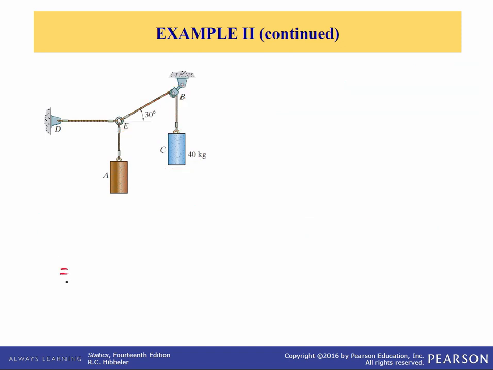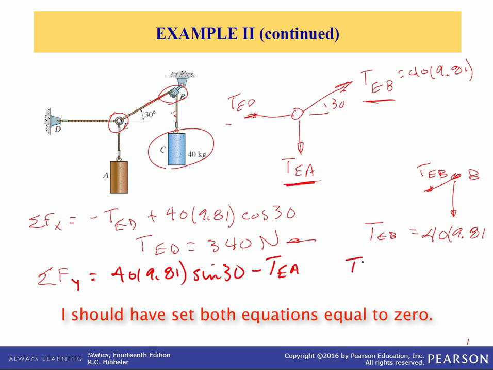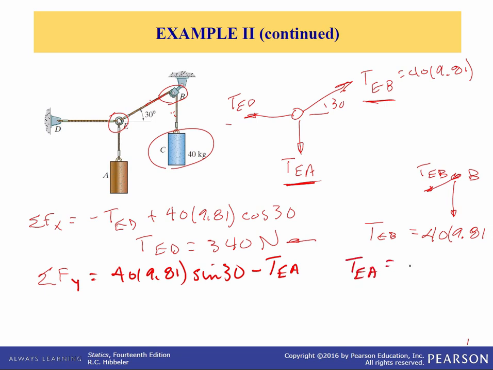Sum forces in the Y. And we'll get, now we have the component of TEB in the Y direction, and that's going to be times the sine of 30, so it's 40 times 9.81 times the sine of 30. And that's positive, it's pointing up. And then the other force in the Y direction is T sub EA, and that's negative T sub EA. So we can solve for T sub EA and get 196 newtons. And again, it came out positive, so that means we assumed the direction correctly. So this is pointing down.